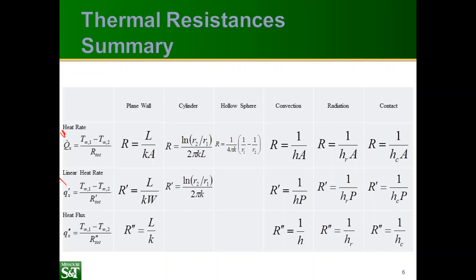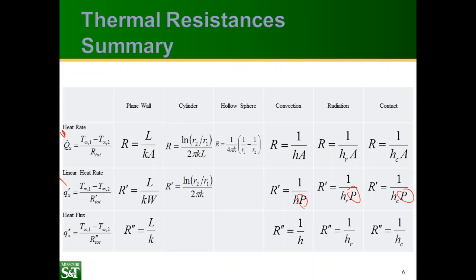So for a plane wall or a cylinder, we have R prime to go with Q prime instead of R to go with Q. This is a little bit different because now, instead of area, we have width, and we've eliminated the length from the cylinder. And then we have all these R prime values for convection, radiation, and contact resistance. And here, instead of area, we're using P for perimeter.